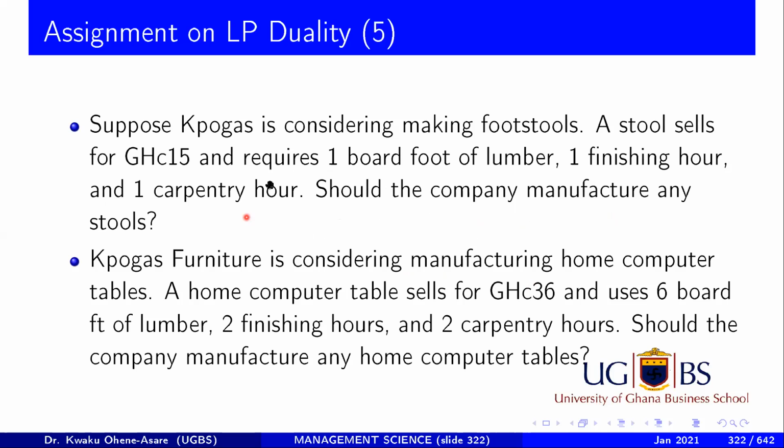Now, suppose Bogus is considering making foot stools. So this is a fourth variable, okay, X4. X4 sells for 15. It requires 1 board foot of lumber, 1 finishing hour, 1 carpentry hour. Should the company manufacture any stools?